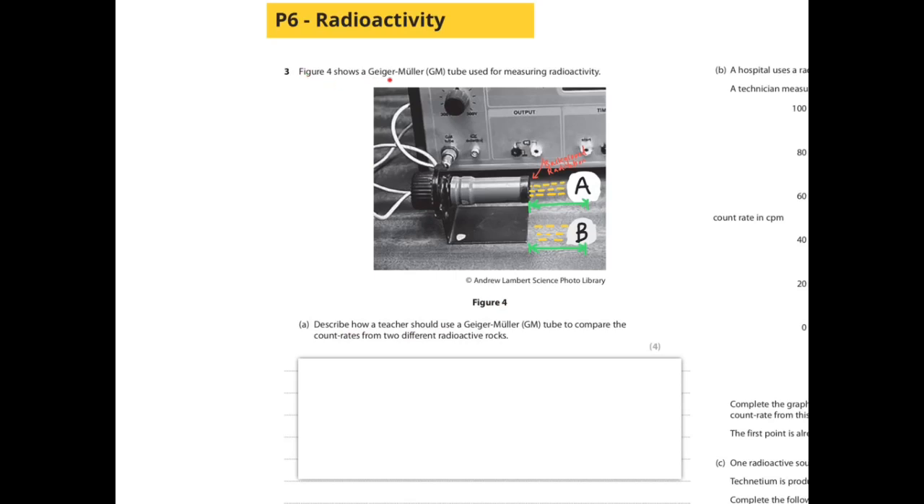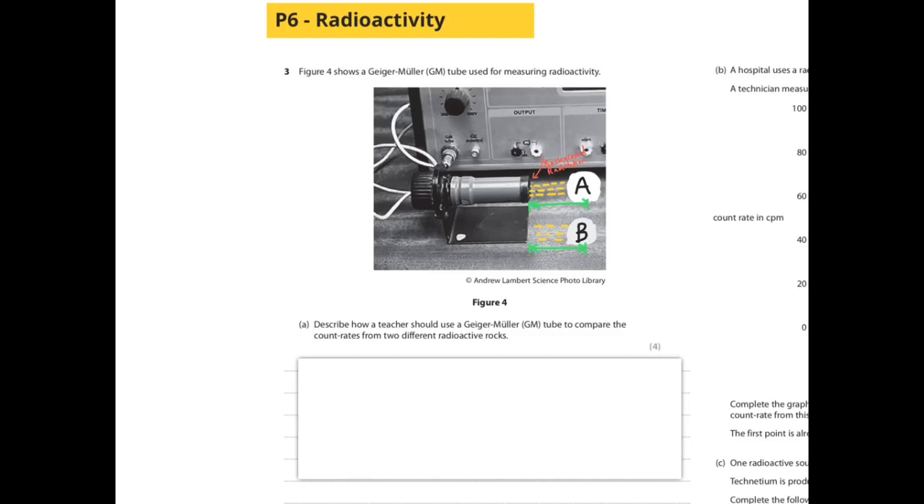Figure 4 shows a Geiger-Müller tube, a GM tube used for measuring radioactivity. Describe how a teacher should use a Geiger-Müller tube to compare the count rates from two different radioactive rocks. So describe means just say what you'll do. You don't have to give a reason for why you're doing it.